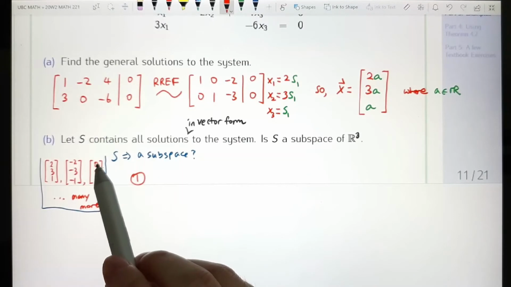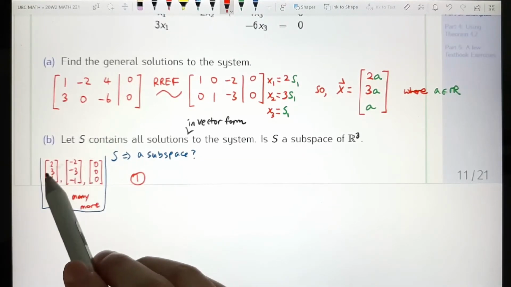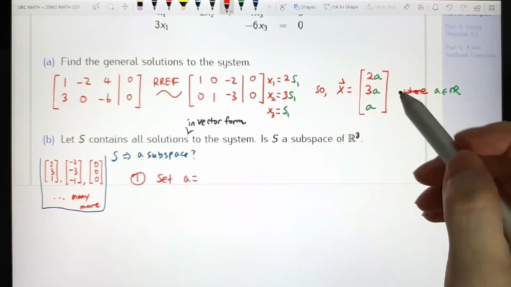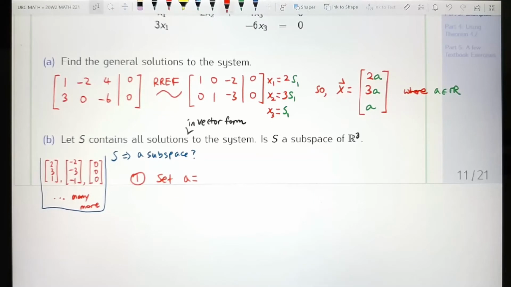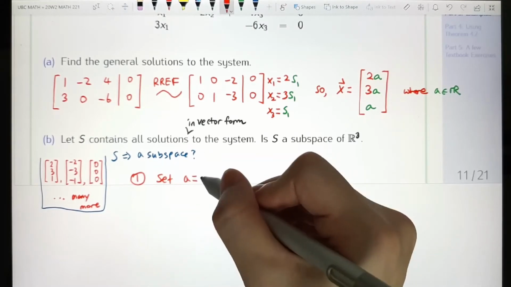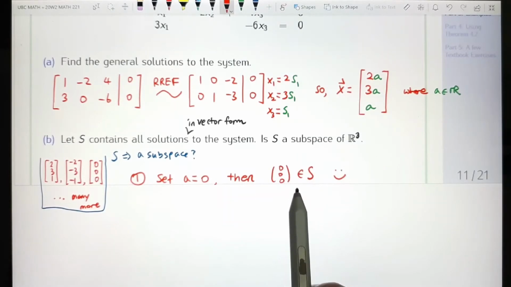Did you notice that we have 0, 0, 0? The 0 vector is contained in the box. From here, we've set a to be 0, 0, 0. So set a equal to 0. Then we're happy to see that the 0 vector is in the box. Do you understand?